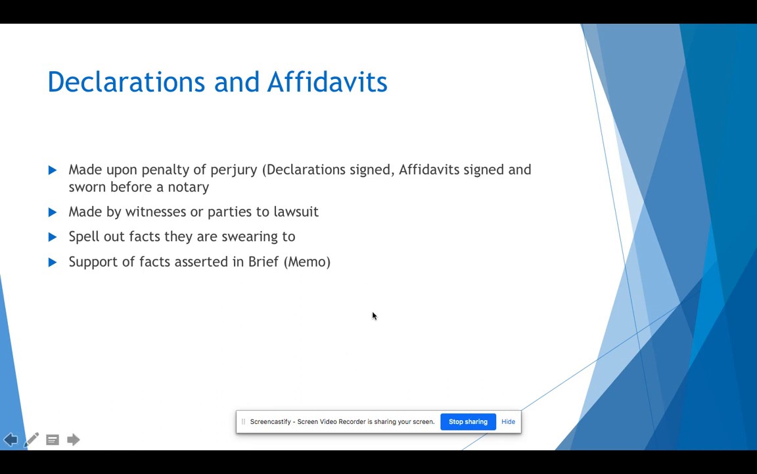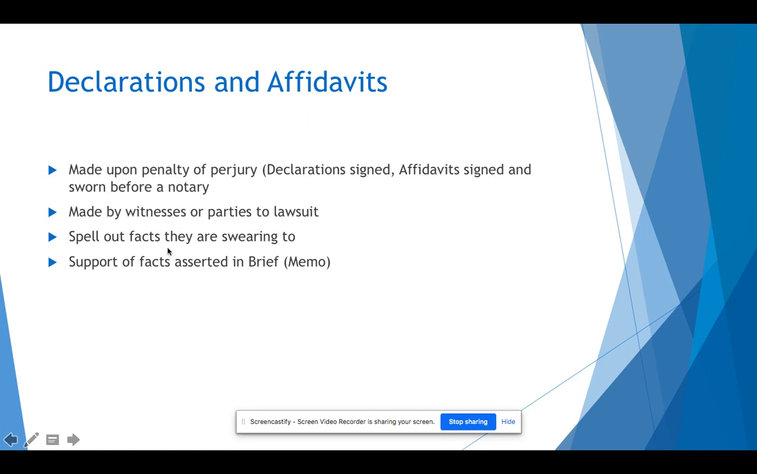Many times, these memorandums of points and authorities are supplemented by declarations or affidavits. So the person who is stating these facts makes a written statement upon penalty of perjury. They sign it, and the declaration or affidavit is signed and sworn before a notary.